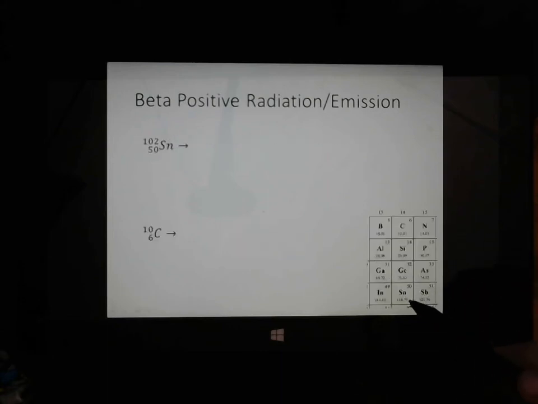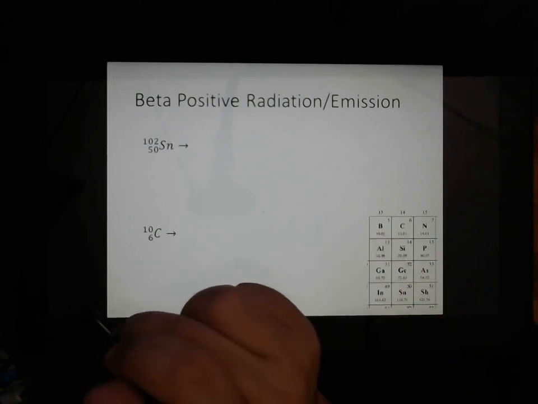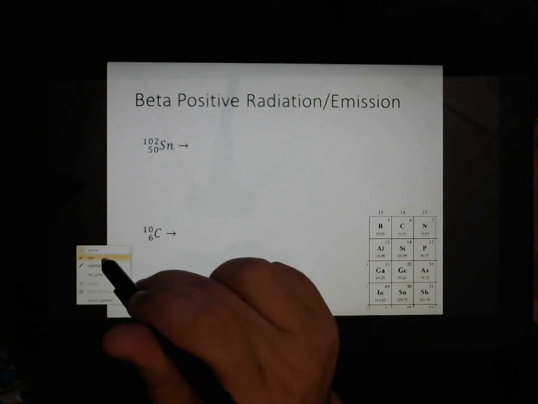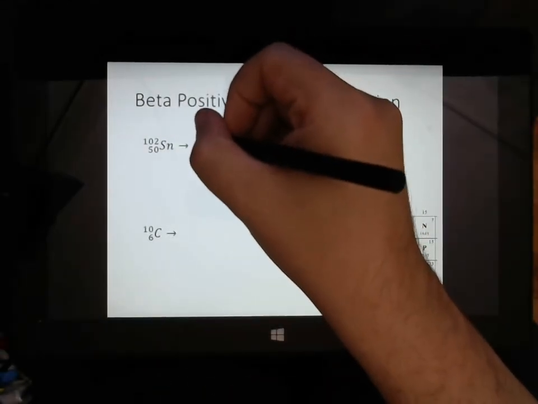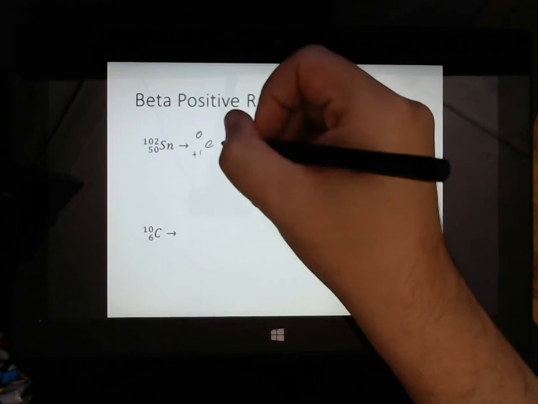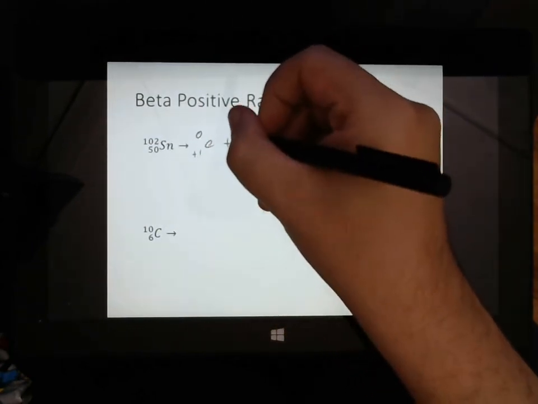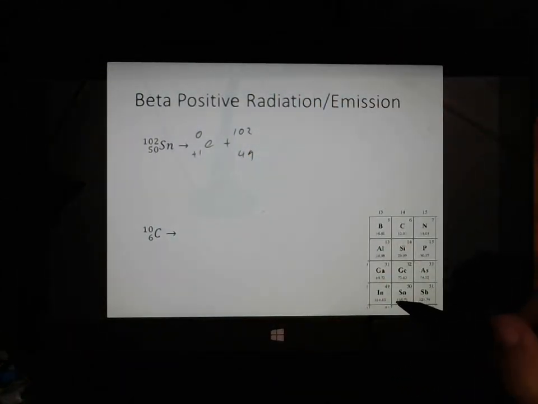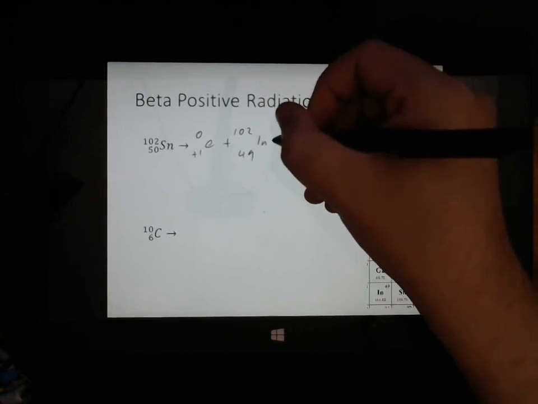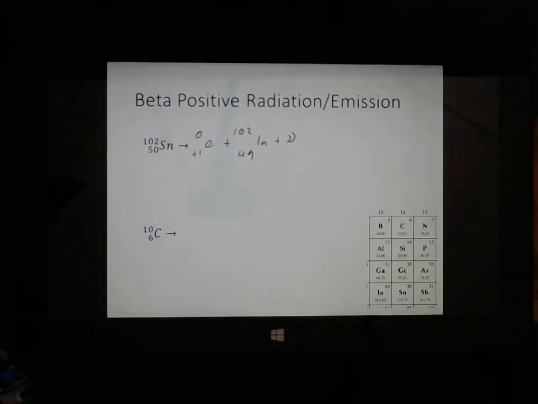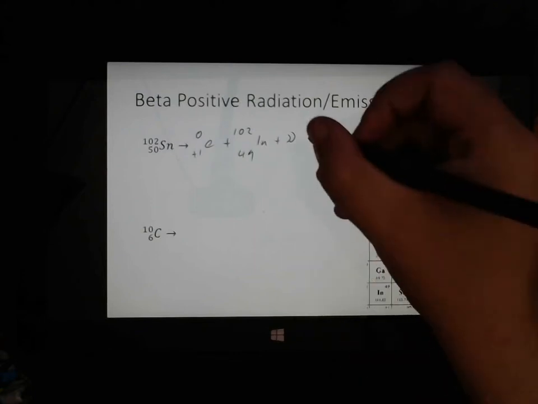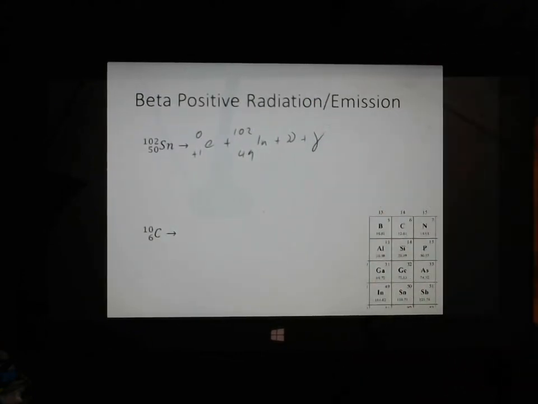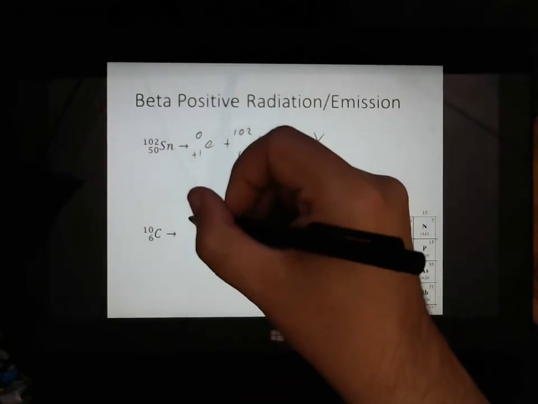Let's have a look at some examples. So here we have tin 102 and carbon 10. So tin 102, let's firstly start with symbol, plus 1, E. 102 take away 0 is 102, 50 take away 1 is 49, and so this becomes indium, plus neutrino. Now, I know this one is also a gamma emitter. This one is the one from the syllabus, so I'd recommend you memorize this one. So tin 102 is a gamma emitter, and so that would be the full sequence. Carbon 10 though is not, as far as I can tell, a gamma emitter.